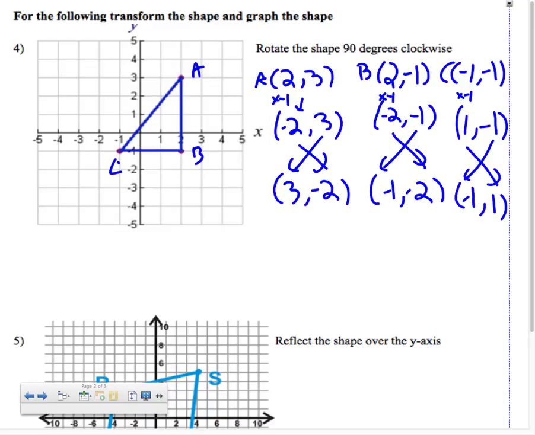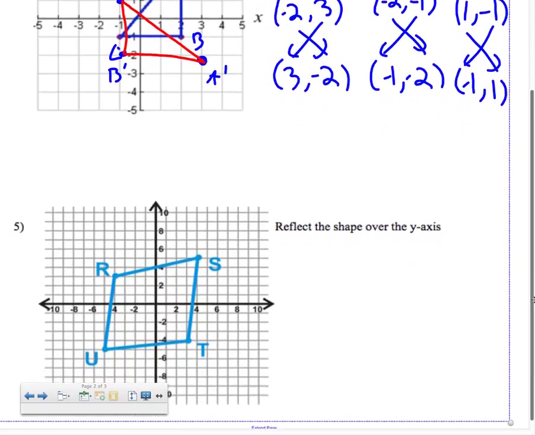Now it says to graph the shape, so let's go ahead and graph the shape. (3, -2), that's going to be down here. That is A prime. (-1, -2), that's going to be right here. That is B prime. And C is (-1, 1). So that's up here, C prime. So my new, probably should do something other than blue, my new triangle would be something like that. Okay.